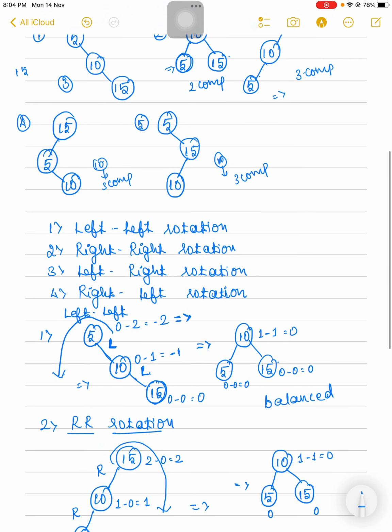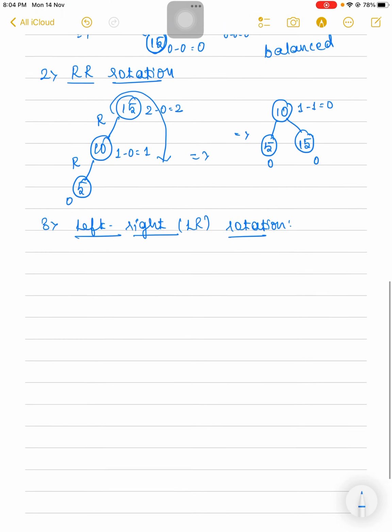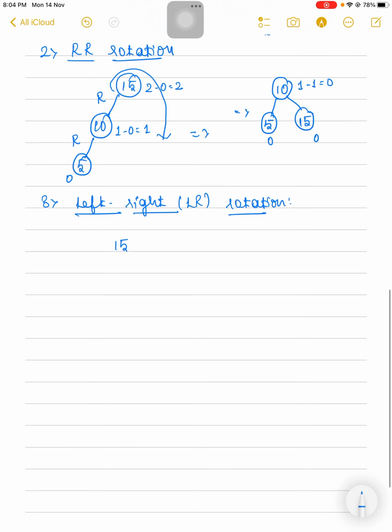So for this, I'm going to take this example, the fourth one: 15, 5 and 10. When we calculate the balancing factor, for the leaf it is 0 minus 0, 0. Here there is no left subtree, but the height of the right subtree is 1. So the balancing factor is minus 1.